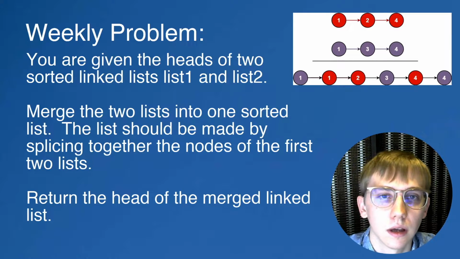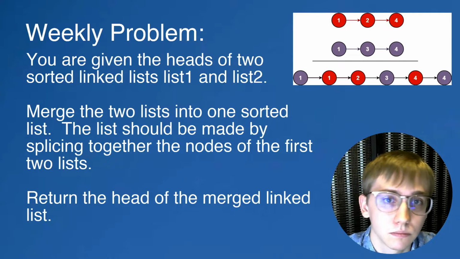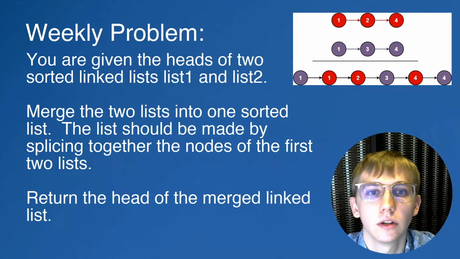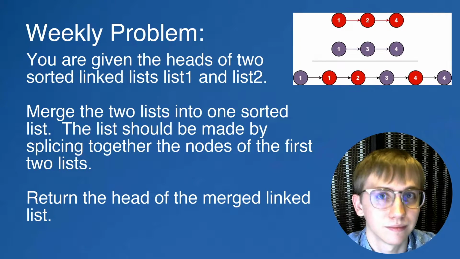You'll see that they're also color-coded, and this indicates which list they came from, and you'll see that they're all in ascending order, and that's what we need to do. Let's get into the code.